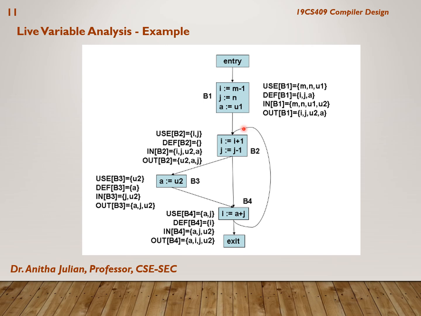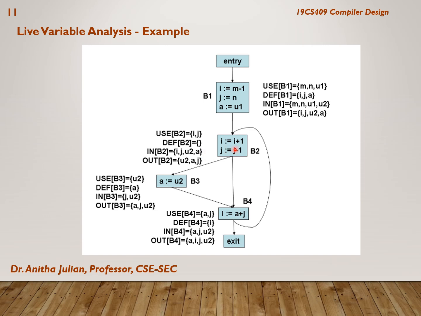And what is coming out of b1? I, j, u2 also we have entered, no? So that is why we are including u2 also. I, j, a and u2 also. Because u2 is not defined here, but it is going to be used here. So that is why we are bringing it in the out of it. And then when you come here, in is I and j only are needed here. So that is why in use means what is being used in the block, what is getting defined.